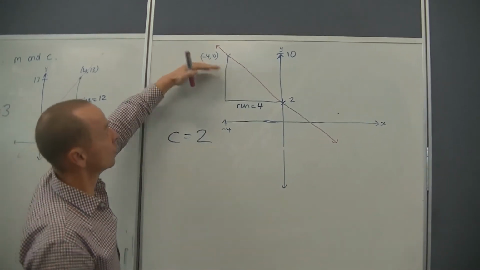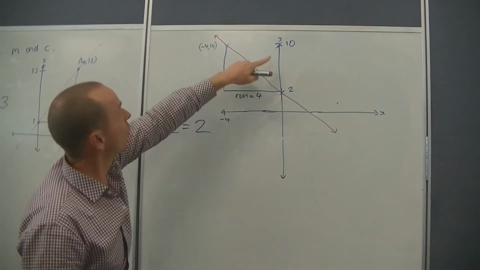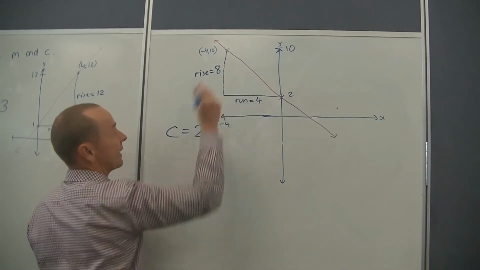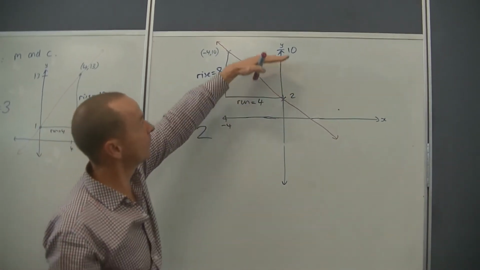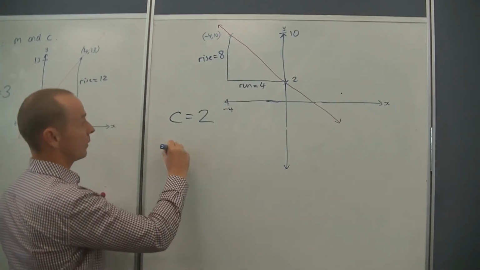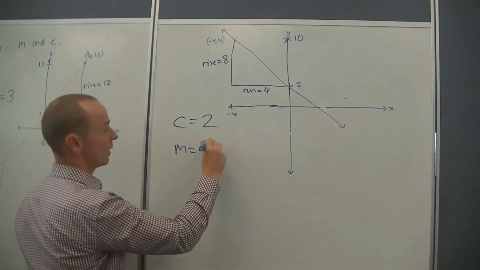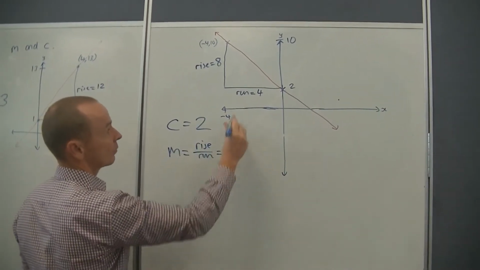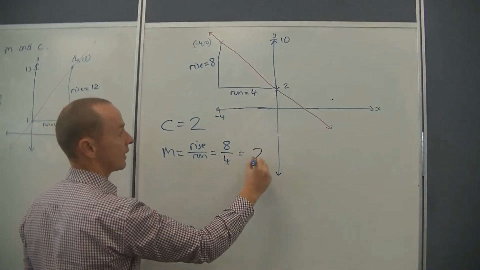Okay, and the rise goes from 2 all the way up to 10. So the rise is 2 to 10, which is 8. Can you see that? 2 up to 10 is a difference of 8. So that distance is 8. So now when we work out our gradient, it's rise over run. The rise is 8. The run is 4. So our answer is 2.